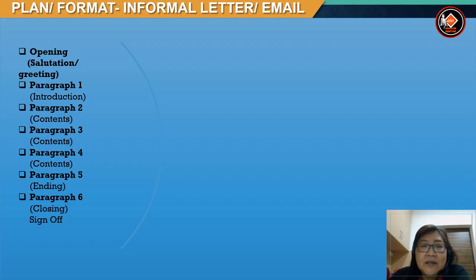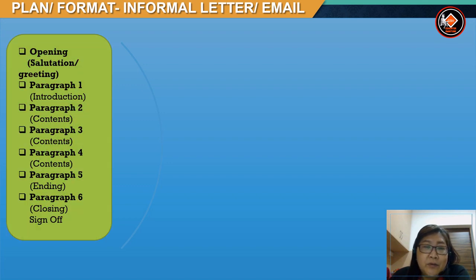Now let's look at informal letter or email. So this is the plan or the format. We have the opening, which is the salutation or greeting, followed by the introduction, and then we have paragraphs 2, 3, 4, and 5, which are the contents. And then you need to have your ending and also your closing and sign off.